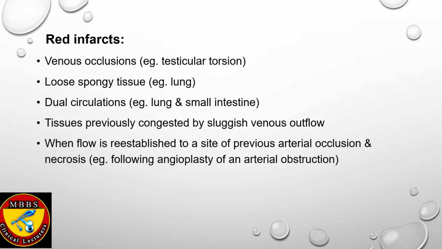Now coming to the red infarction, these red infarcts are usually caused by venous occlusions, for example, testicular torsions. Then they are seen in loose spongy tissues. Very important to remember, for example, lung. The lung is a loose tissue, so it allows the seepage of blood, the movement of blood from the adjoining capillary beds, right? So it appears red and hemorrhagic in loose spongy tissues. There is hemorrhage, and the RBCs leak out into the surrounding loose tissue, so it appears red.